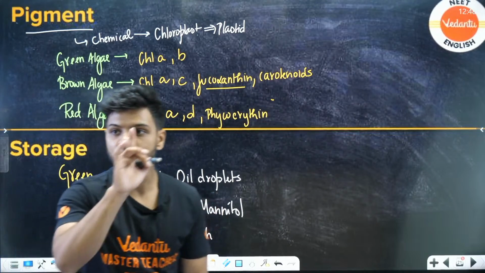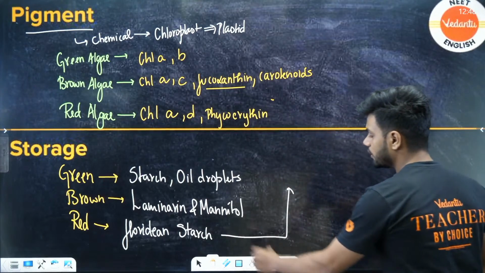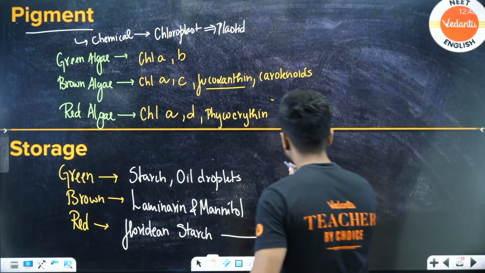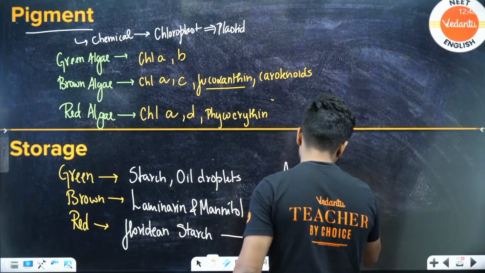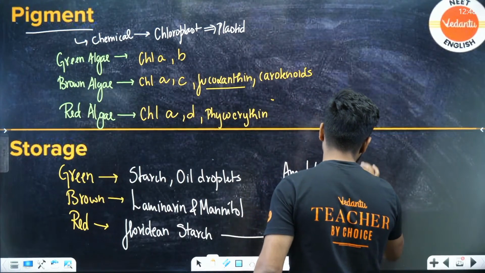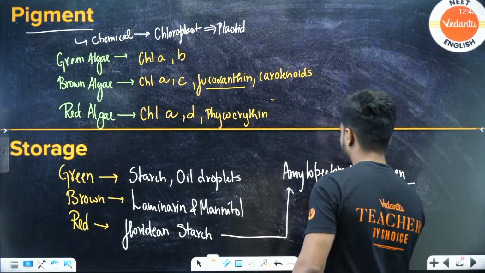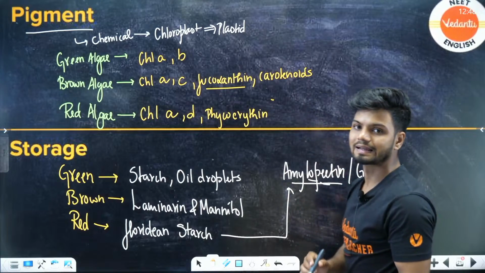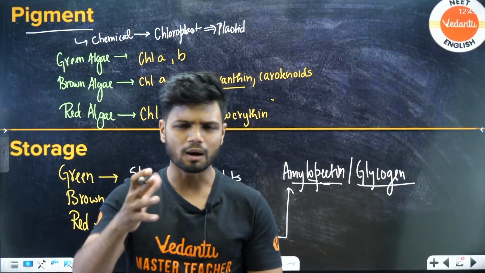Let me tell you one more extra point here, that this Floridian starch is actually like your amylopectin as well as your glycogen. Now, amylopectin and glycogen you might have learned somewhere, right?